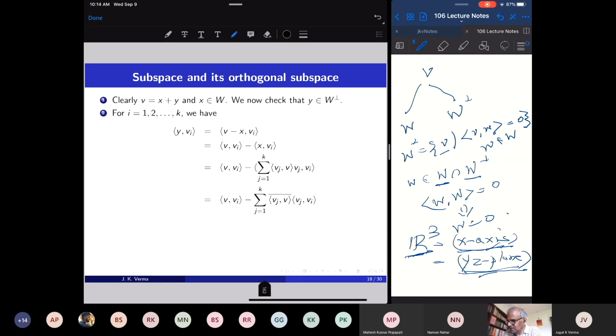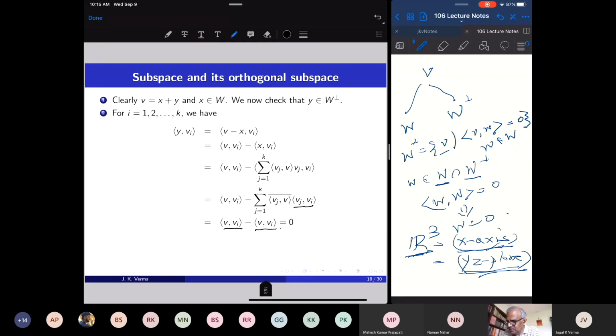So j equal to i, and then this scalar in the inner product, which is in the first component, when I take it out, its conjugate comes out. So I get the conjugate of the inner product of V with Vj, times the inner product of Vj with Vi, with j equal to 1 up to k. When j is not equal to i, this is 0 because Vi and Vj are perpendicular. So I put j equal to i. Then I get just the inner product of V with Vi, because Vi inner product with Vi is the square of the length of Vi, which is 1. So inner product of V with Vi minus inner product of V with Vi is equal to 0.